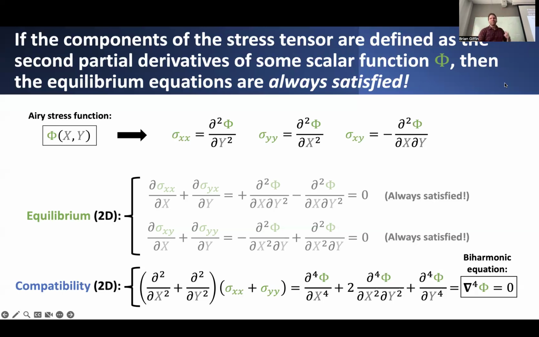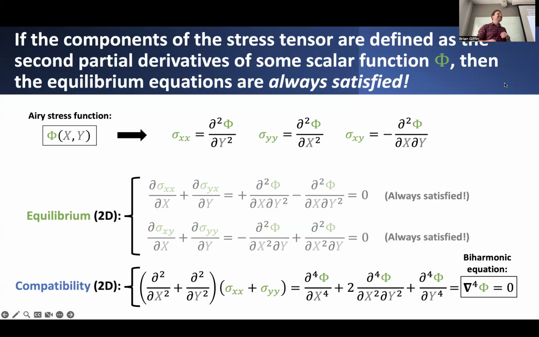And it has these different components, and we could independently try to figure out different versions of this function that satisfy equilibrium and satisfy compatibility, but it's a lot of work. At least from an analytical point of view, it's almost impossible.